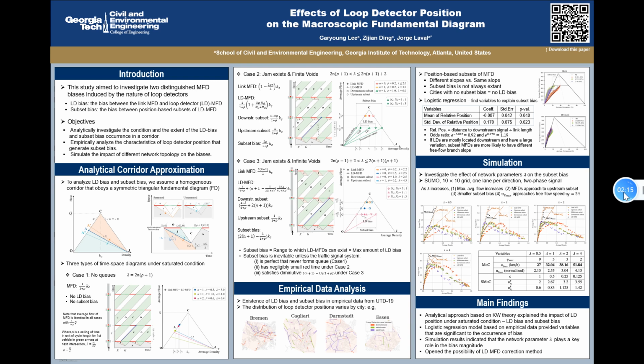For the traffic simulation, we run a network traffic simulation in SUMO to investigate the effect of network parameter lambda on the subset bias. We find that as the lambda increases, the maximum average traffic flow will increase, and the lambda increase will help generate a smaller subset bias.